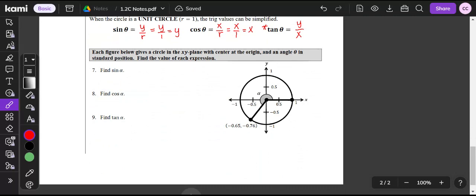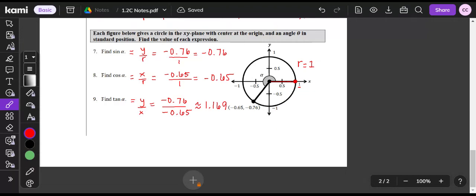All right, last problem down here. It says the figure below gives a circle in the xy plane with the center at the origin, angle theta in standard position. Find the value of each expression. Okay, so at this point, you should be able to do this on your own now. So I will give you the answers and then we will end the video. Once again, be careful when you're looking at this picture. It looks like the radius of our circle is 1, because this distance goes all the way out to 1 unit. All right, so I will give you the answers in 3, 2, 1.